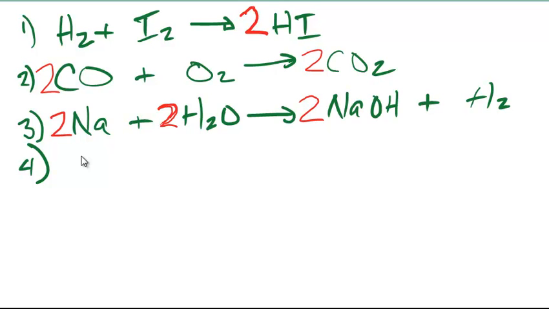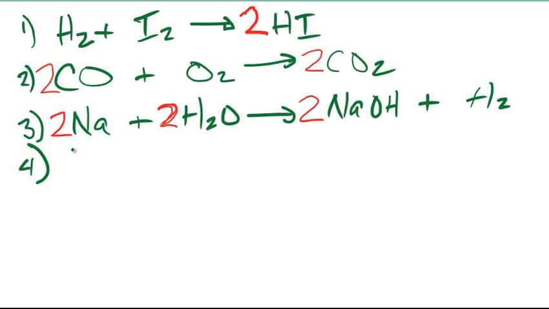Okay, fourth reaction. Here's the name. I hope you have your polyatomic ion table at the ready. Potassium chlorate decomposes to form potassium chloride and molecular oxygen. One more time, that's potassium chlorate decomposes to form potassium chloride and molecular oxygen gas. Try to write that down.